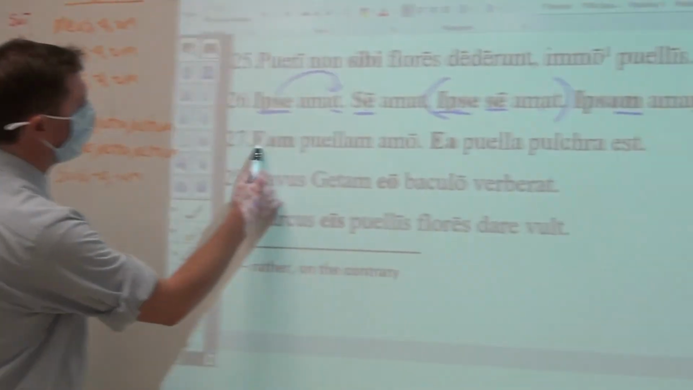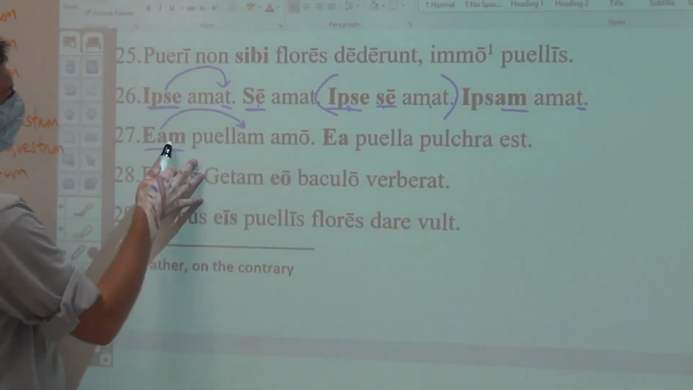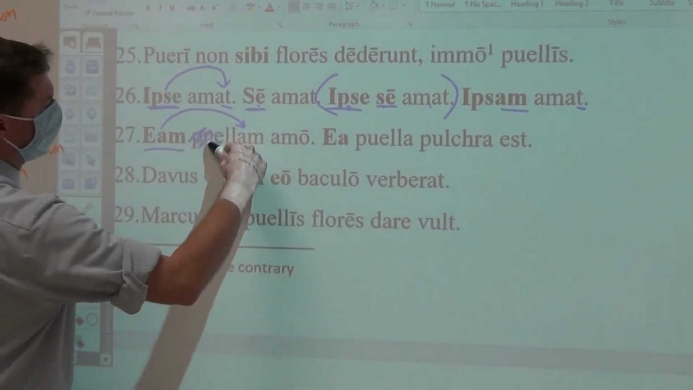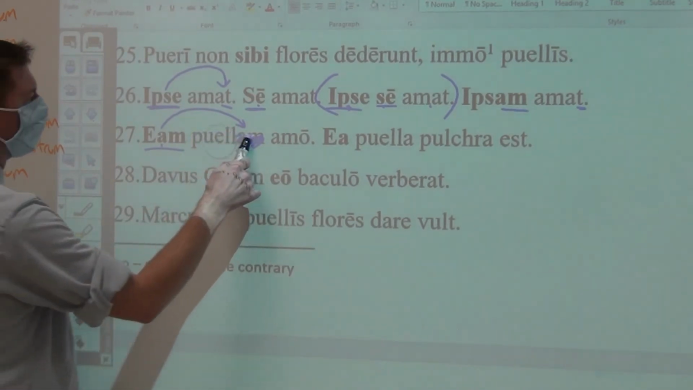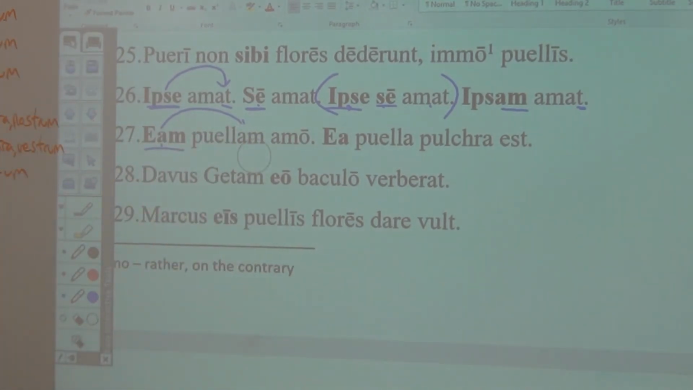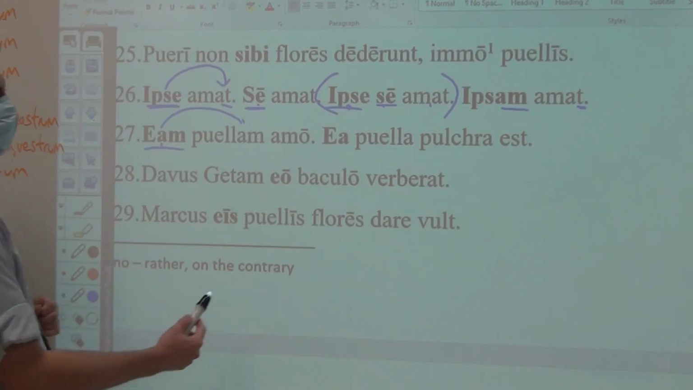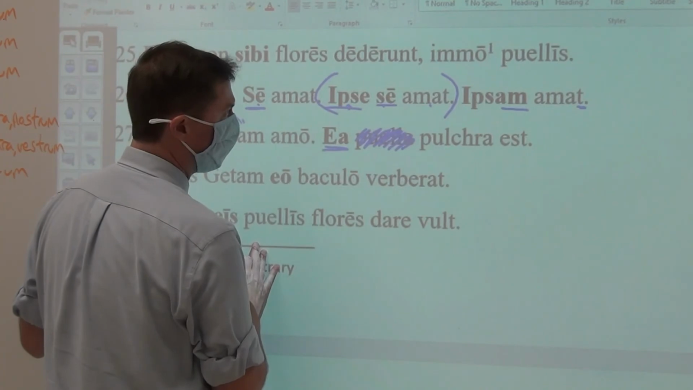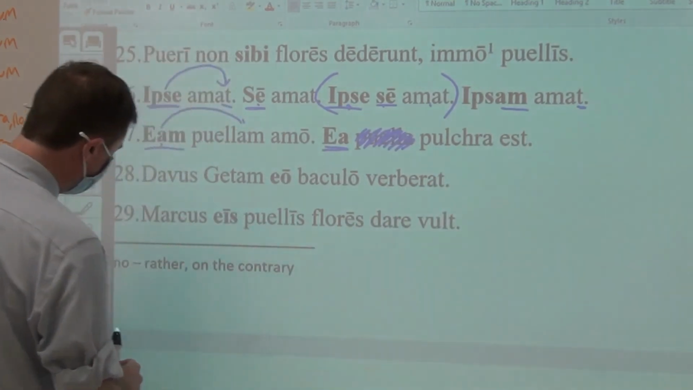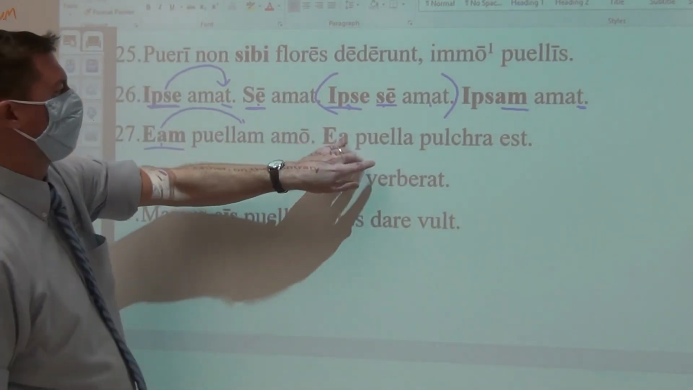So here you see eam modifying puellam. So it is not I love her, the girl. Now if the girl was not there, it would say that: I love her, and it would be a pronoun. But since it is modifying girl, it turns into a demonstrative. And it is your choice as to whether you want to say I love this girl or I love that girl. Same exact situation. If the word girl was not there, you would say she is pretty. But since it modifies puella, you simply say this girl or that girl.